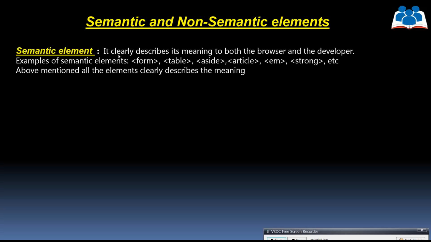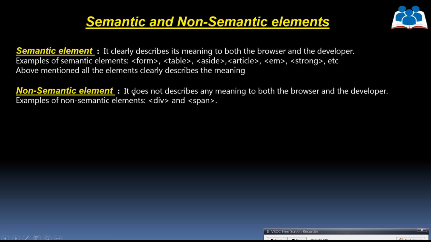So in this video, we will go through some more theory part. So let's learn what is semantic and non-semantic element that describe something. It means the tags which actually describe its meaning. Example, form tag. So by looking at it you can tell what the form tag does, it creates a form. What does the table tag create? It creates a table. Aside means it creates the aside portion. Article means we can create an article. I hope this is somewhat clear.